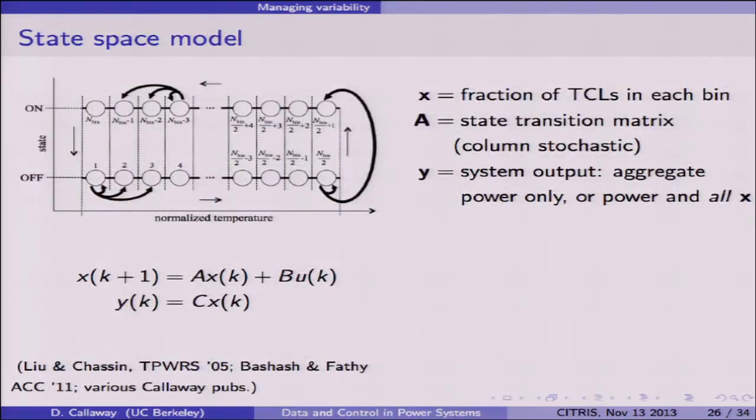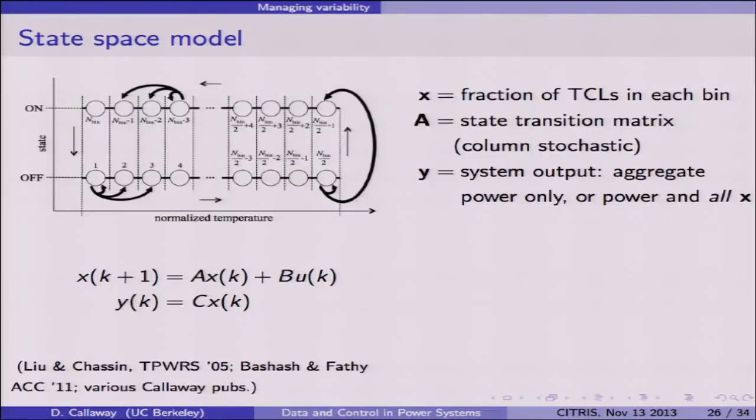Let me just skip ahead to discuss what the model looks like. So this is the model we've been working with. The way to think about what's on the x-axis is this is what we call normalized temperature. Imagine that this is the temperature deadband for every load, and it's normalized between 0 and 1. So 0 is the coldest, 1 is the warmest.